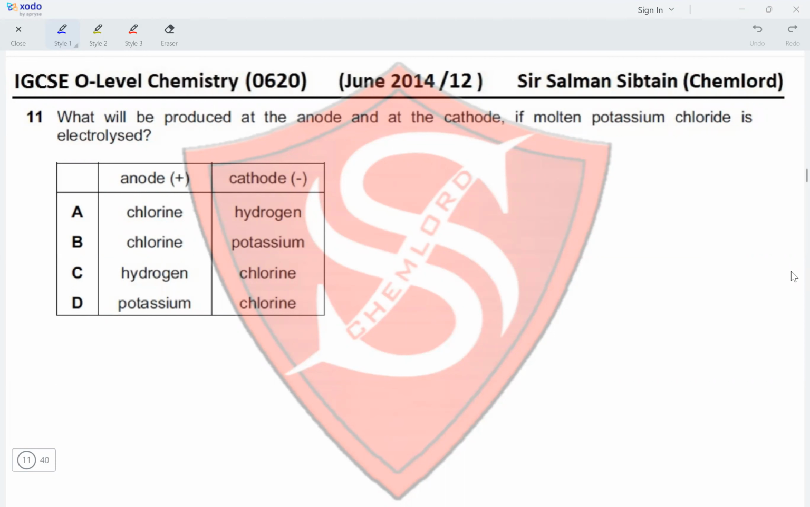So now potassium is a K+ ion. So it will accept electrons to form potassium metal. So this is called reduction, and reduction takes place at the cathode.